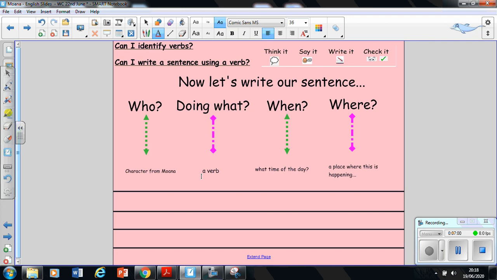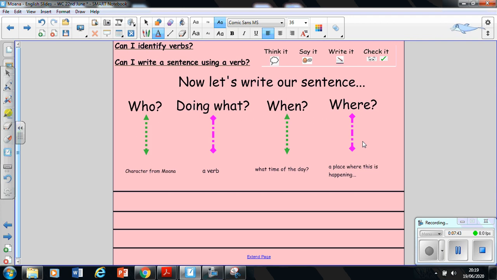Now, it's time to write our sentence. And I'm going to urge you to keep saying this in your head. You've got to think it, say it, write it, check it. Okay? Hopefully you've got your sentence strip in front of you, and you've got your who pile, your doing what verb pile, your when and your where piles all laid out, nicely organised in front of you. Now you're going to pick up a little piece from this pile, this pile, this pile, and this pile, and you're going to write your sentence. It doesn't matter if it's a silly sentence. That's what it's all about. I cannot wait to see your writing.